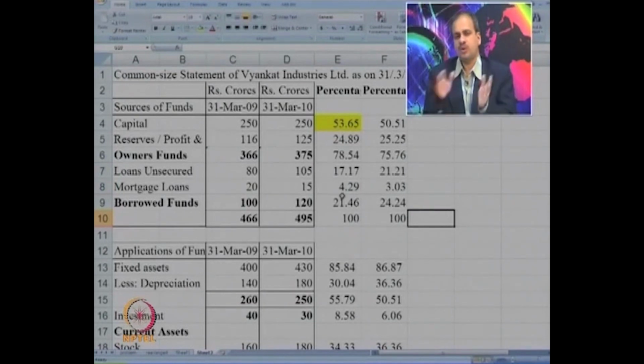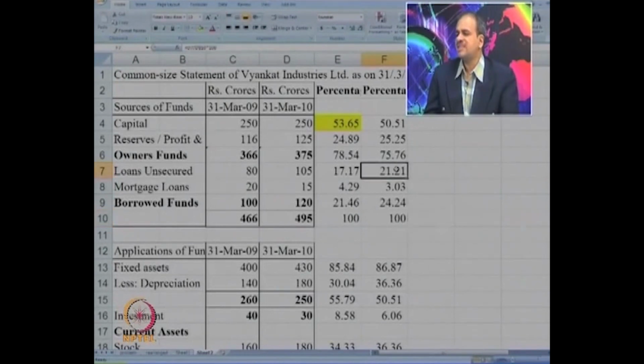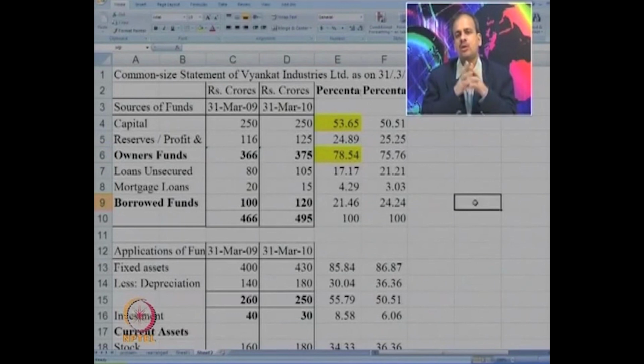What you can observe, if you try to compare, is that now the percentage of unsecured loan has slightly increased, or the total loan has increased from 21 to 24, but still the company is largely financed by owners fund. Okay. So, vertical analysis or a common size statement, as you can see here, helps you to find each item in relative terms.